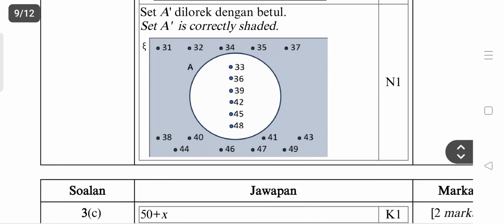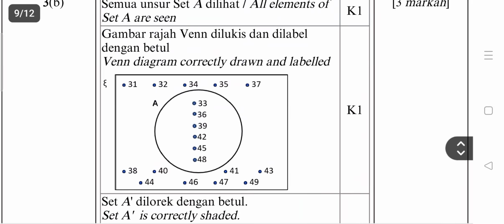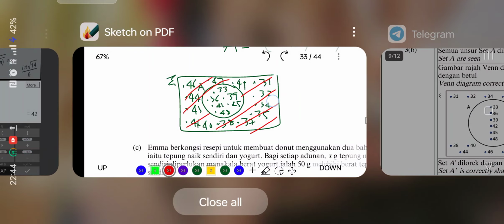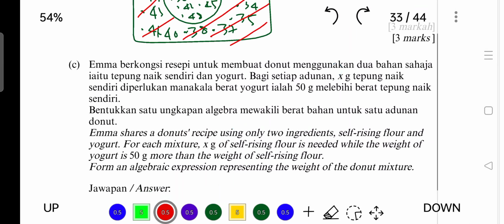And next you have to shade it correctly. That is the final answer, and you are eligible to get N1. So 3 marks over here. It's not difficult at all, but if you don't know what they're talking about, what a complement is, or how to draw a Venn diagram, too bad, you can't score the marks.